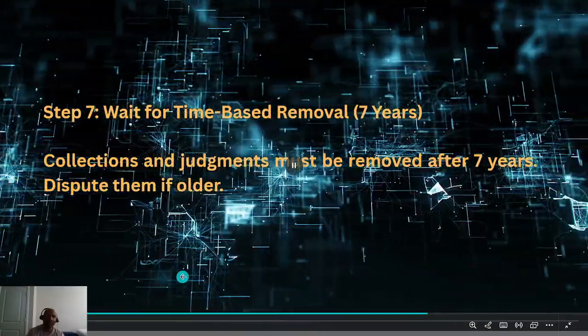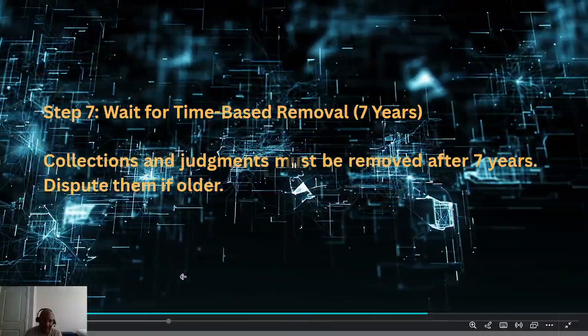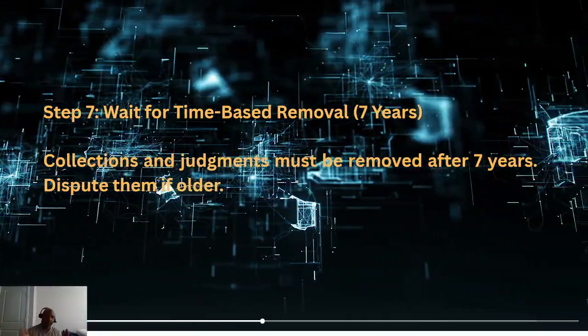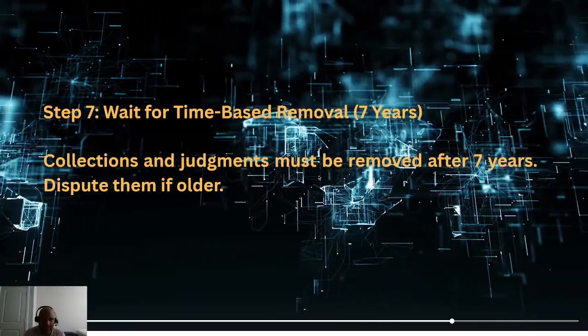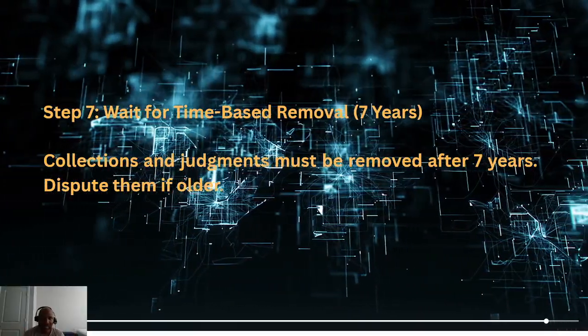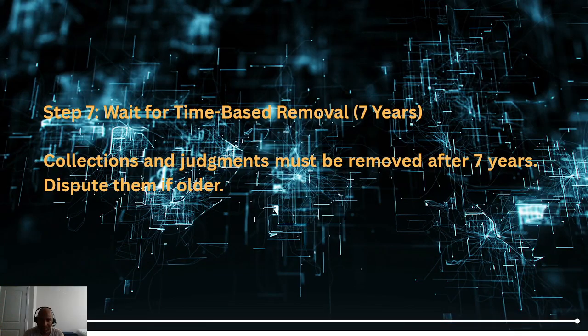All right. Step 7. Everything is accurate. You're going to have to wait 7 years for it to come off. Collections and judgments must be removed after 7 years. Dispute them if older.